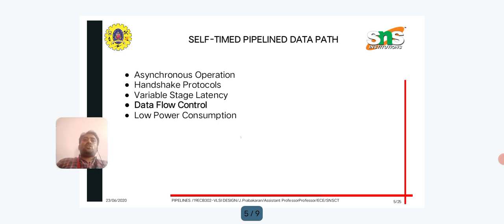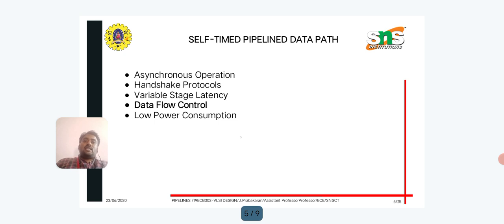This leads to more efficient data processing in systems where data arrivals are irregular, or where power consumption and clock-related challenges are critical considerations. Let me discuss some of the points of the self-timed pipelined data path. The first one is asynchronous operation. No global clock pulse governs the operation of the entire pipeline. Each stage operates based on local control signals independent of the others.